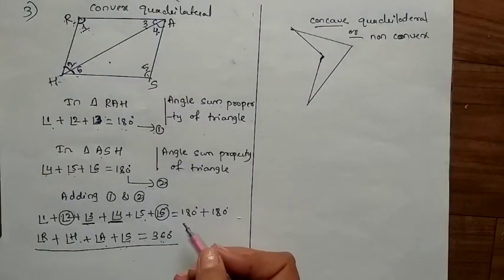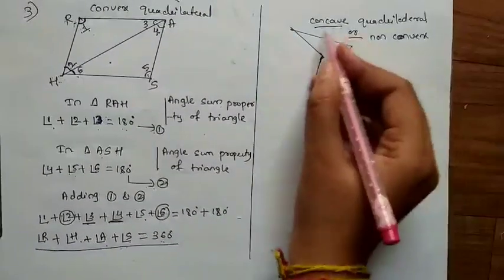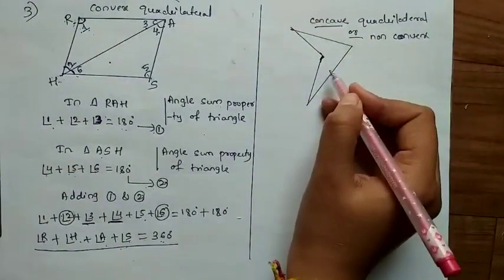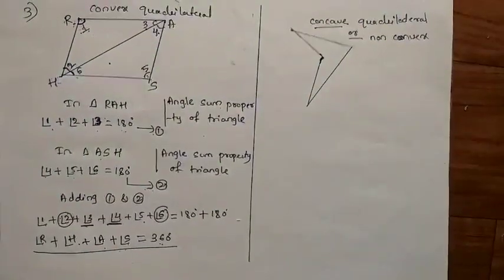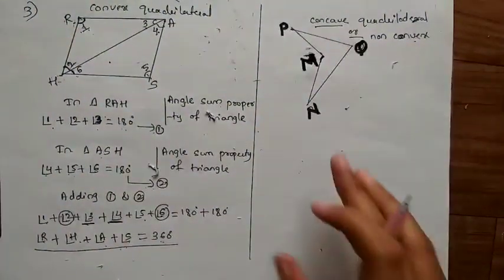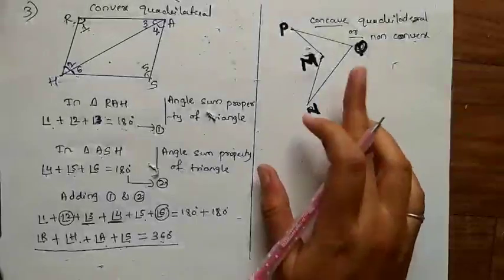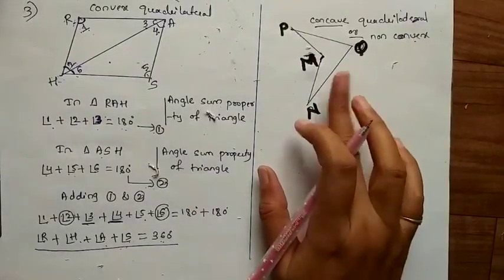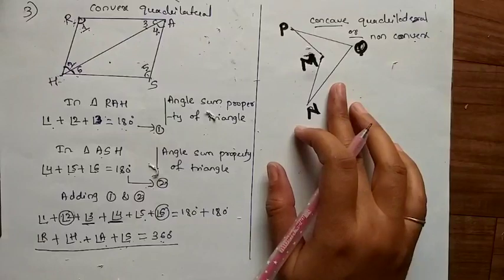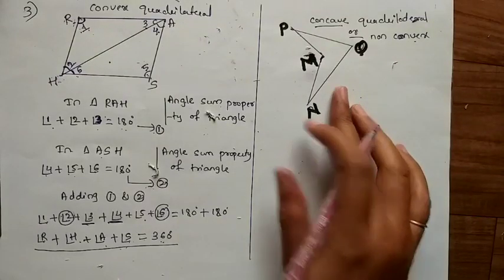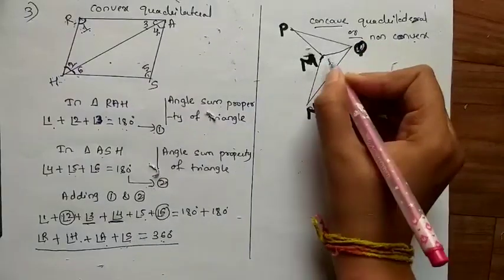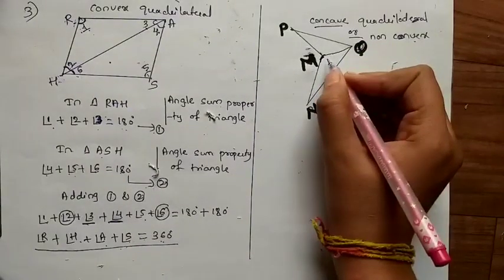Next, what do we have to prove? For a non-convex quadrilateral, we have to show whether this property is satisfied or not. Here this is a non-convex quadrilateral. Again we have to construct a diagonal from M to Q.